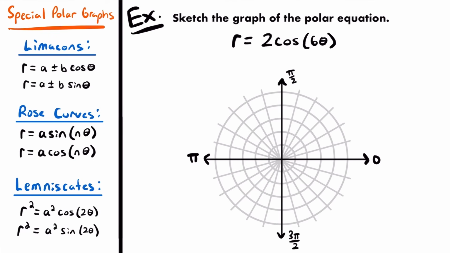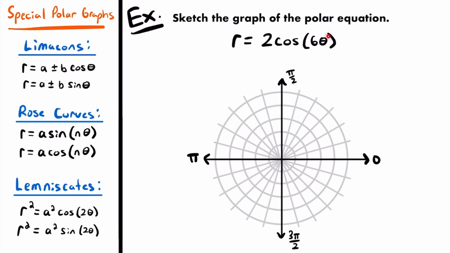All right, next up we want to sketch the graph of this polar equation. We have r equals 2 times cosine of 6 theta. Now in this case, this polar equation is not in the form of a limacon, right? We don't have a constant plus a constant times a trig function. We just have a constant times a trig function of 6 times theta.